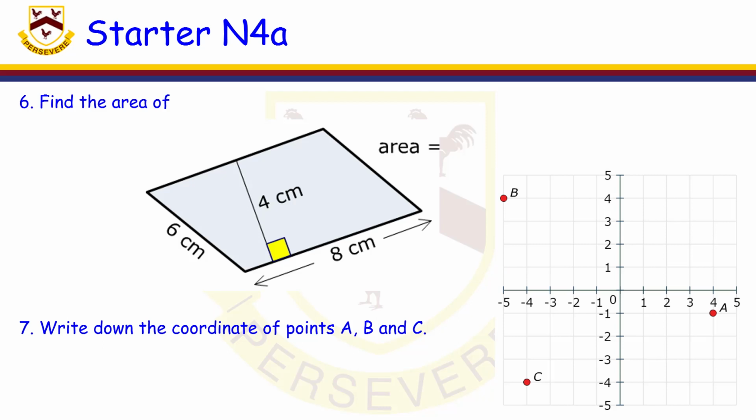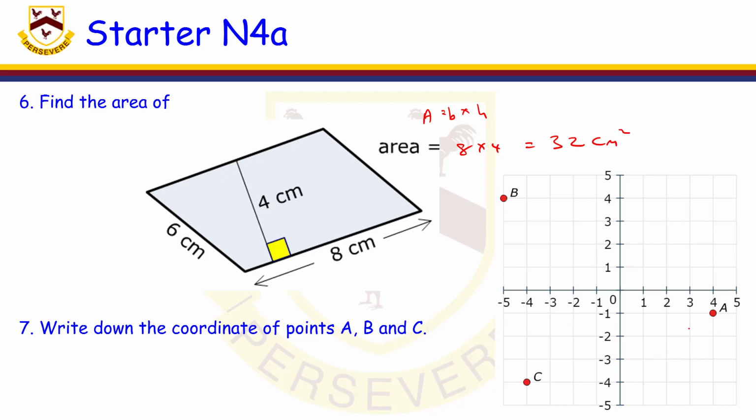Right then, area of a parallelogram there. So we've got the area, it's going to be base times the perpendicular height. So it's going to be 8 times 4, which is 32. Don't forget our units, centimeters squared.